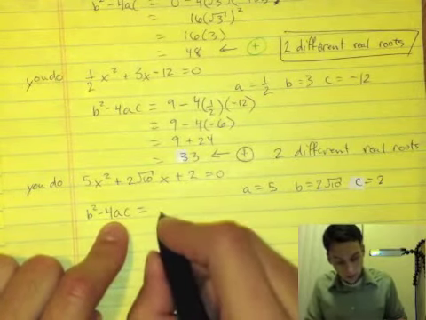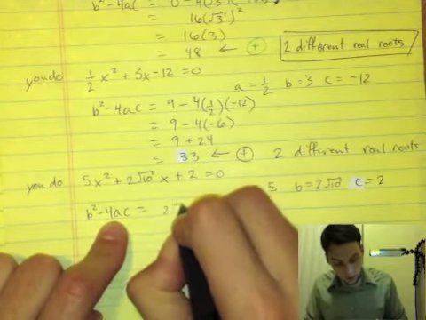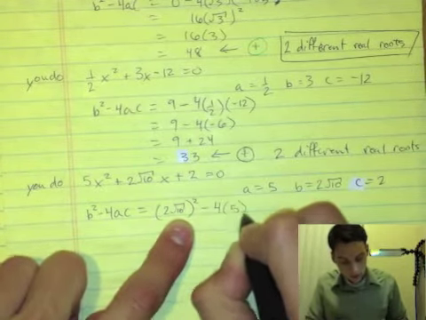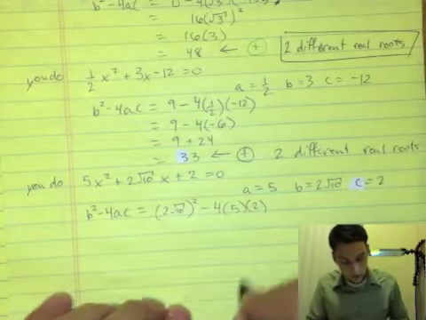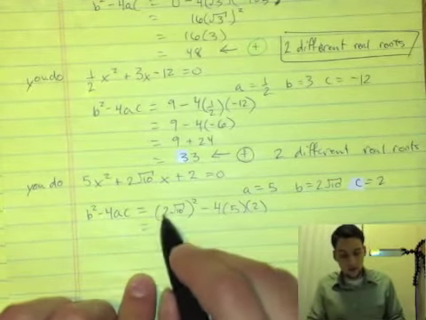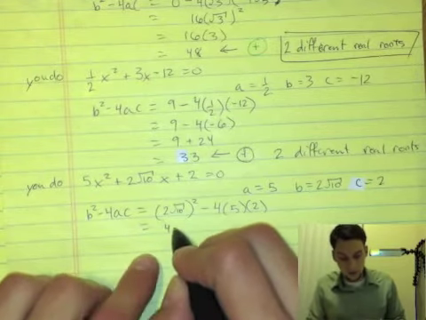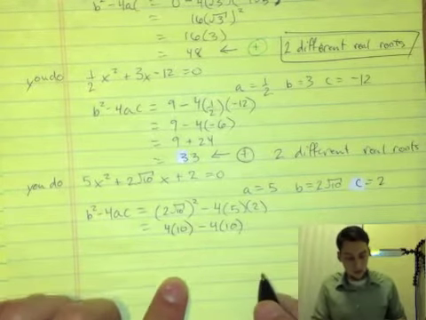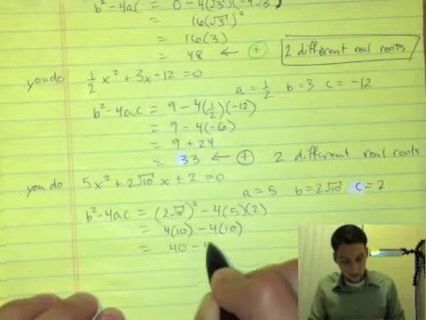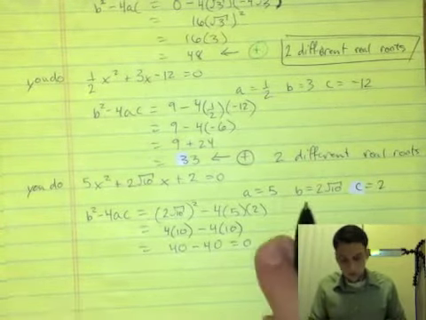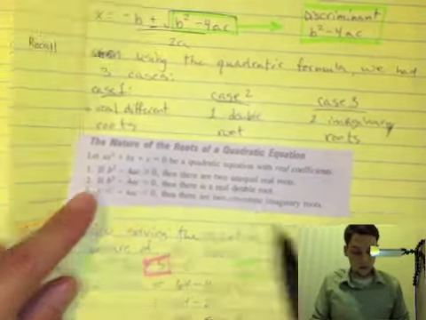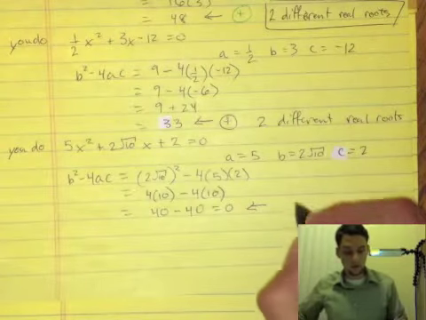And we'll have 2 root 10 squared minus 4 times 5, because that's A, times C, which is 2. If we're squaring this, 2 times 2 is 4. Root 10 times root 10 is just 10, minus 4 times 10. Look at that: 40 minus 40 equals 0. This means our discriminant equals 0, so there's one real double root.